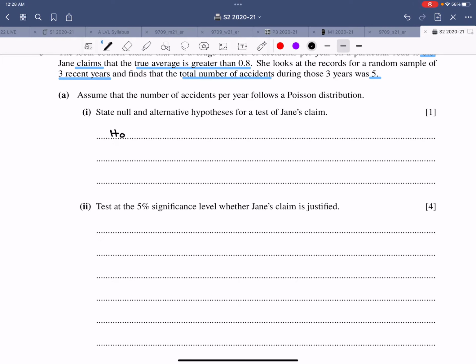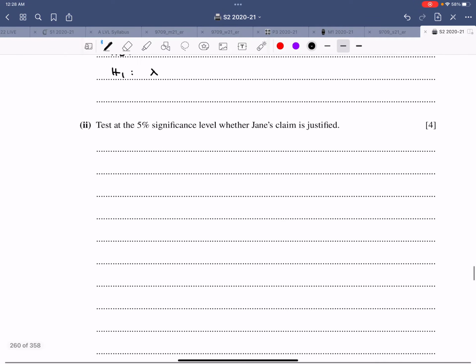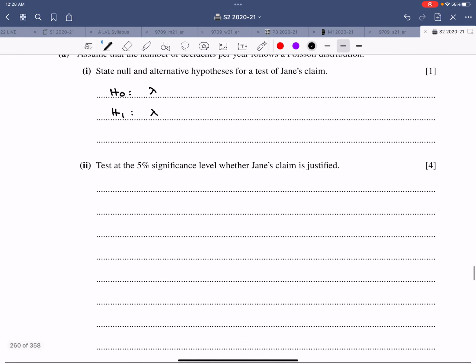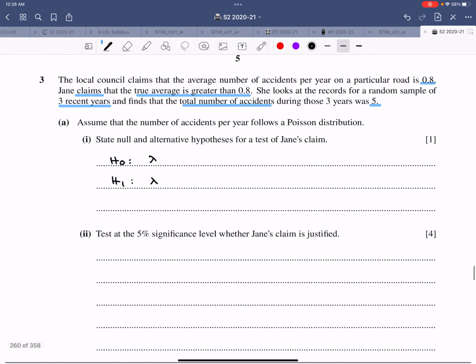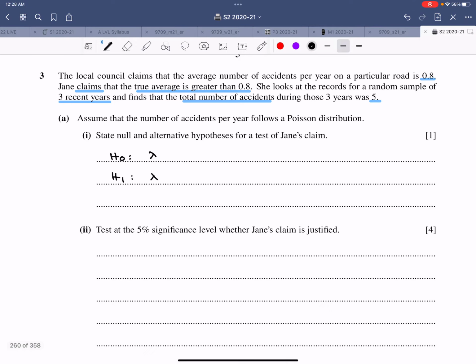That's the first part. H0, lambda, H1, lambda. Test at the 5% significance level whether Jane's claim is justified. Now, average is greater than 0.8, but it's 3 years. So 3 into 0.8 is 2.4. So your calculation is based upon 2.4. H0: lambda is equal to 2.4. H1: lambda is greater than 2.4. So that is the first thing that you see.